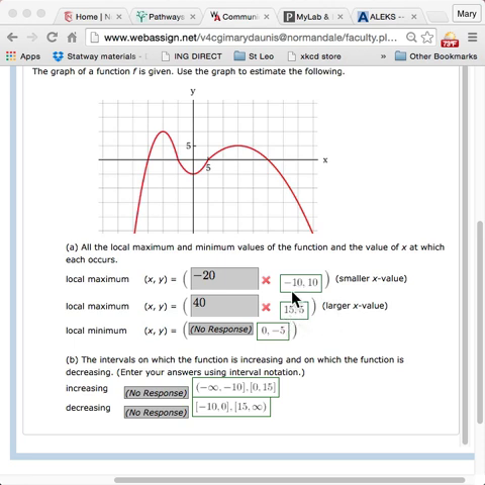Notice that they want the smaller x value answer here and the larger x value answer here. So if you put the wrong answer in a blank, it's going to be wrong. So make sure you pay attention to that little detail right there at the end. The smaller x value here is -10, so put that one here. The larger x value is 15, so put that one here.